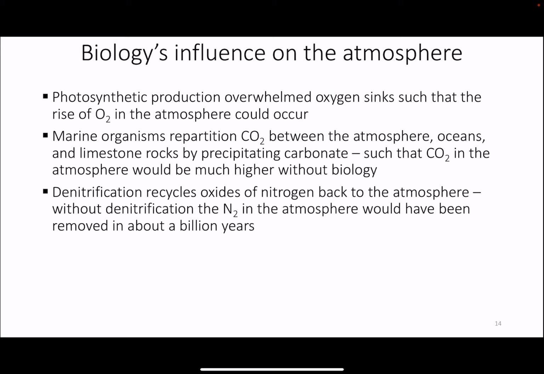And the other thing, so we talked about this, I don't remember if we explicitly mentioned denitrification, but denitrification is a process in anoxic regions of the ocean that takes nitrate and converts it back to N2 gas. And it is really important because it takes these oxides of nitrogen and puts them back in the atmosphere, because there are some organisms that can take the N2 gas in the atmosphere and use it, and that was that process of nitrogen fixation. So without denitrification, the N2 gas in the atmosphere would have been completely depleted in about 1 billion years. And so these are just a couple of examples of the importance of biology on the atmosphere.